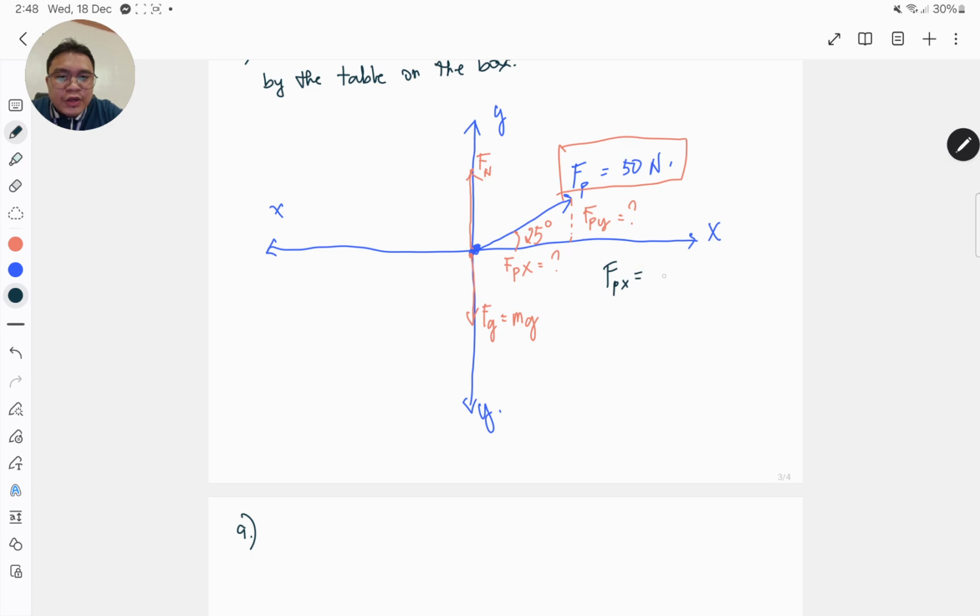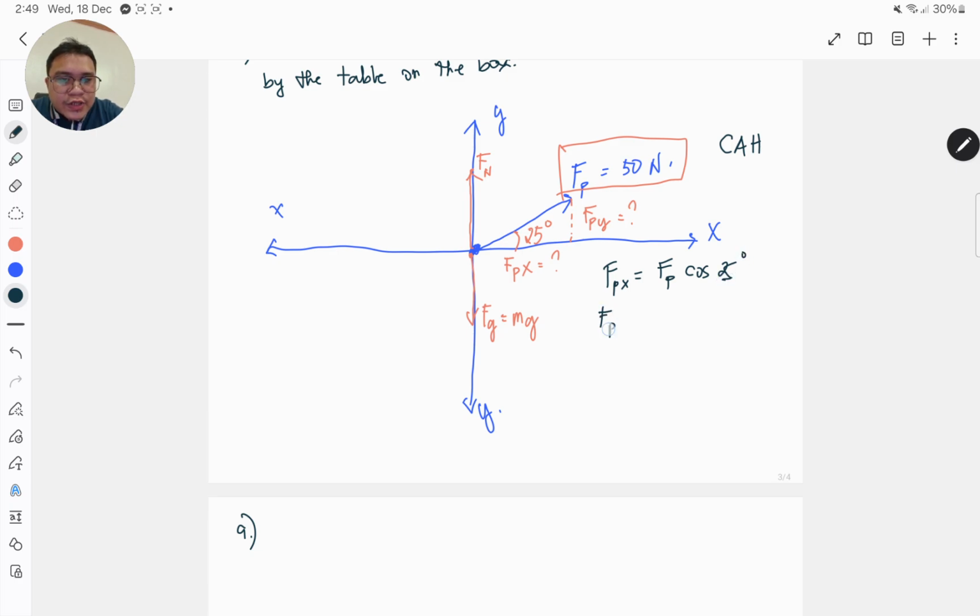So Fpx here would be equal to, looking at the angle here, which is 25 degrees, your Fpx is adjacent to the angle. Since this is adjacent, remember that we apply the relationship CAH. That means we have to apply the cosine function. So Fpx would be equal to F sub p times the cosine of your angle, which is 25 degrees.